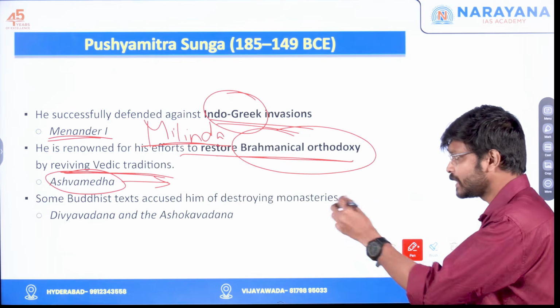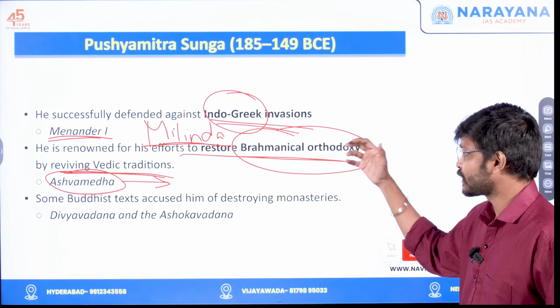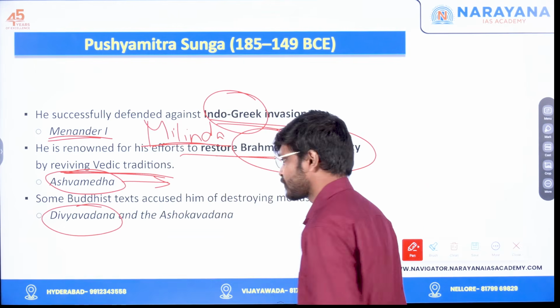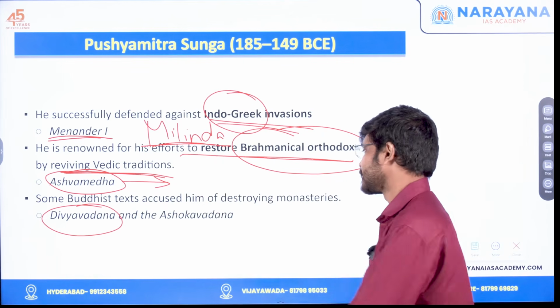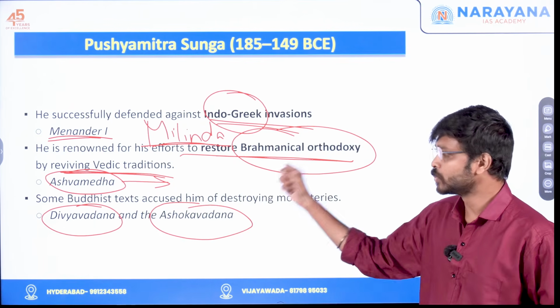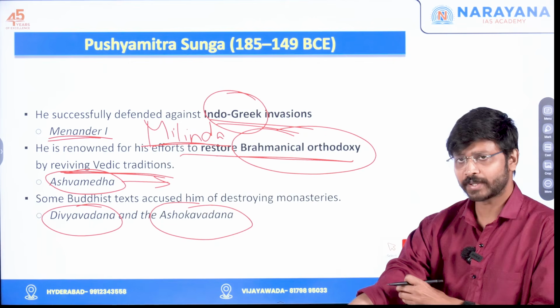Another thing is, some Buddhist texts accuse him of destroying monasteries. Two important Buddhist texts accuse him of destroying the monasteries. One is the Divya Vadana and another one is the Ashoka Vadana. These are the two important Buddhist texts which accused him of destroying the monasteries.